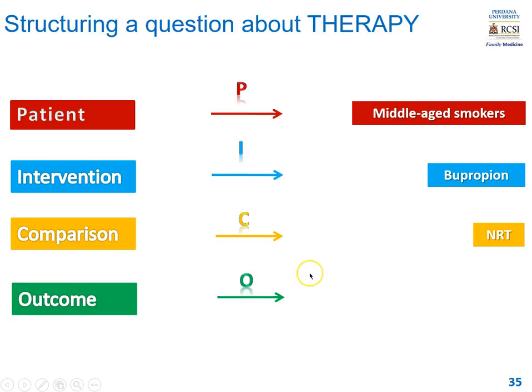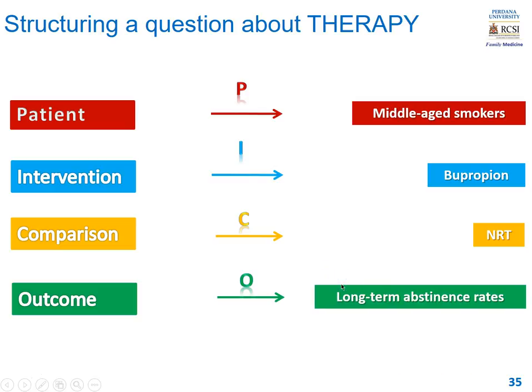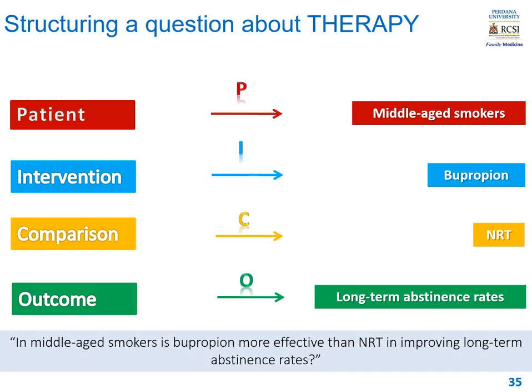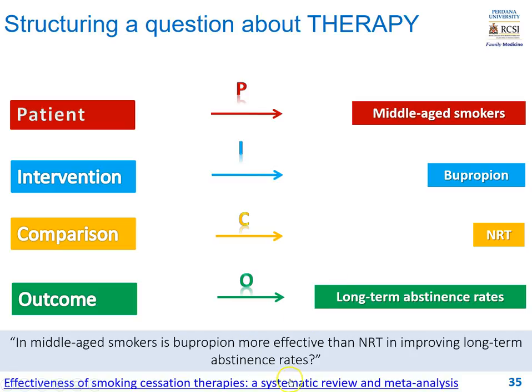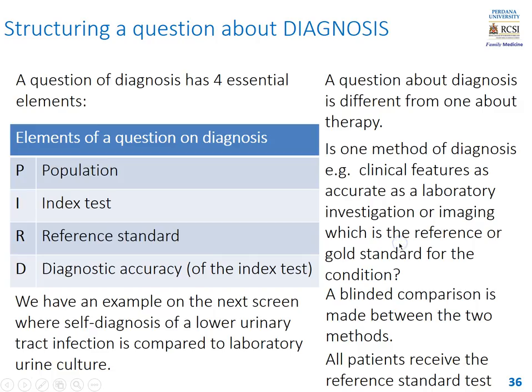And the outcome has to be something tangible and something quantitative, and the general outcome would be long-term abstinence rates. And by long-term here, they usually mean about 6 months. Most of the studies have conventionally mentioned 6 months as long-term abstinence rates. So the question now becomes, in middle-aged smokers, is bupropion more effective than NRT in improving long-term abstinence or quit rates? And there's actually a systematic review of that here.